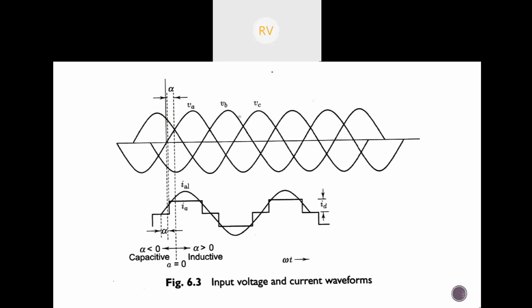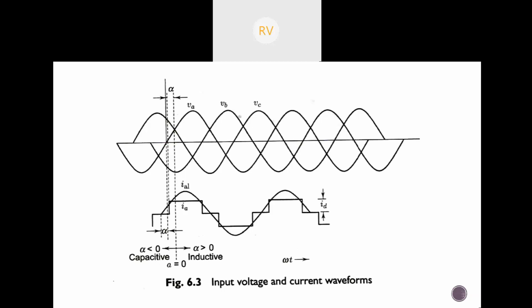So this is giving us the input voltage and the current waveforms. He is giving us different configurations of how the capacitive and the inductive effects can be obtained. If you go to the left side, we have the capacitive effect. For a negative delay angle, we get the capacitive effect. For a positive delay angle, we get the inductive effect.